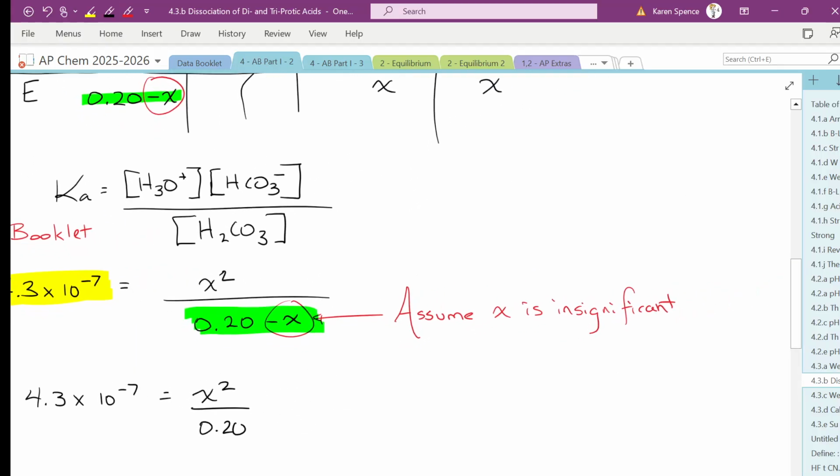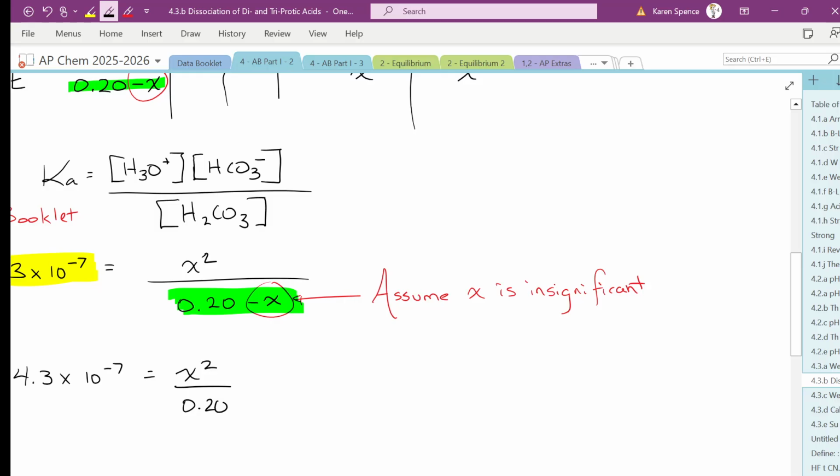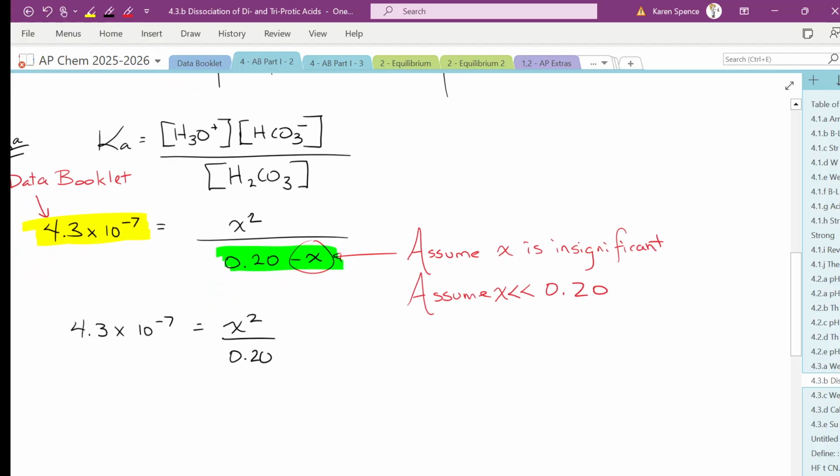Is there another way to say, assume x is insignificant? Yeah, assume x is, forward-facing alligator, 0.20. Excellent. Okay.